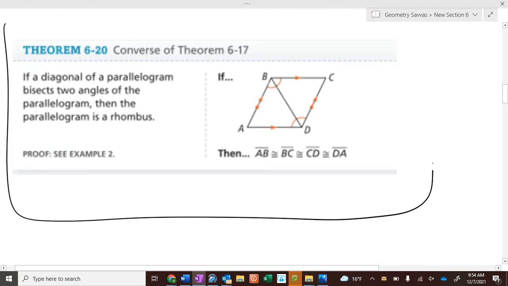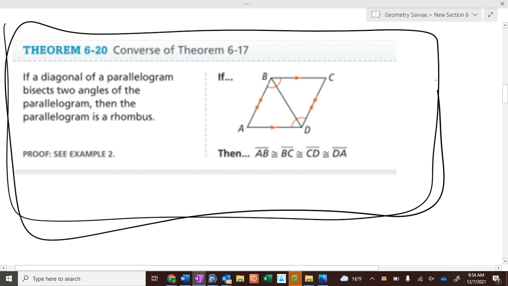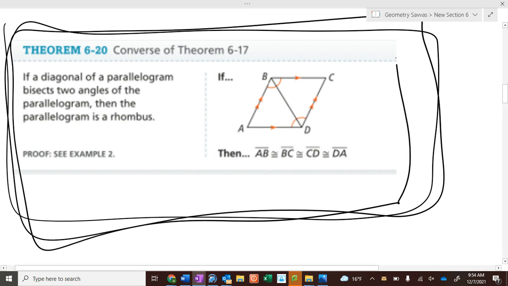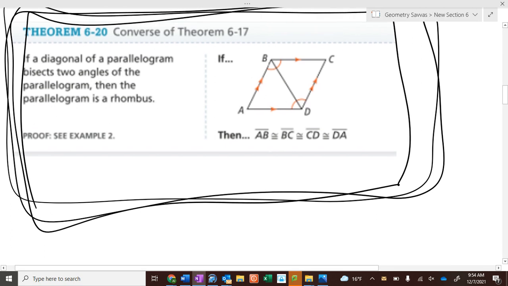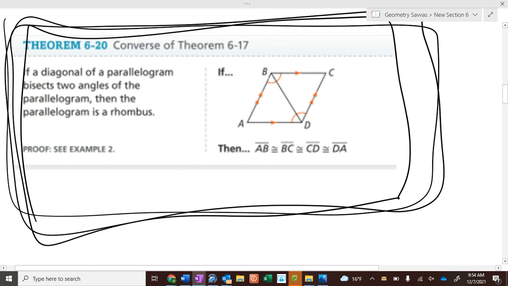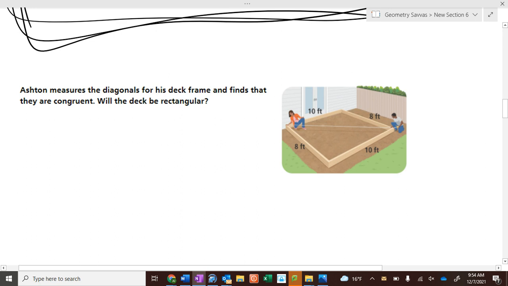If the diagonals of a parallelogram bisect opposite angles, then that parallelogram is a rhombus. If the diagonal splits these two angles congruently, then it's a rhombus. Perpendicular means cut it at a 90-degree angle.